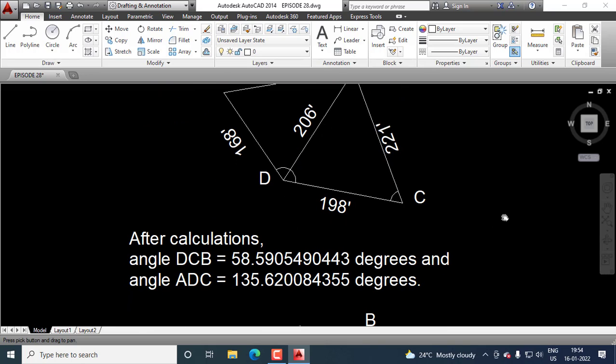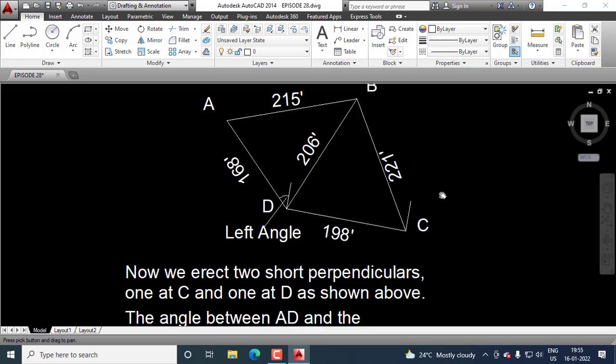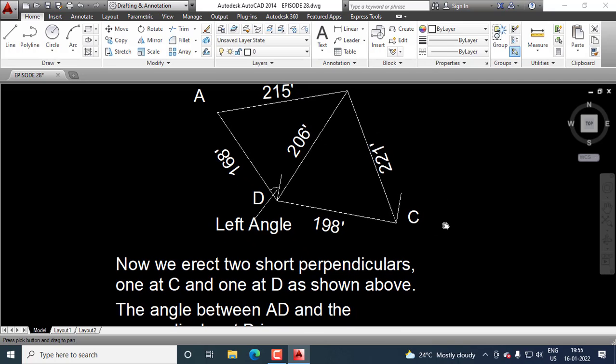After calculations, we get angle DCB, this angle, as 58.5905490443 degrees, and angle ADC, this angle, is 135.62008435 degrees. Now we erect two short perpendiculars, one at C and one at D.